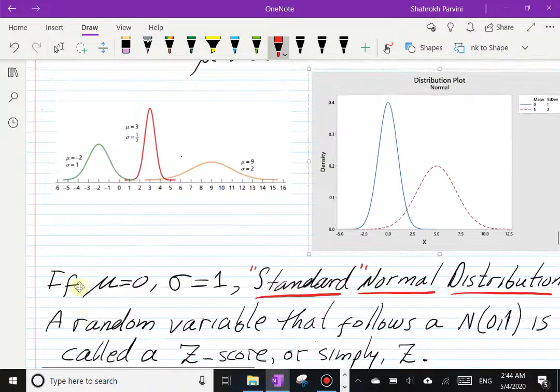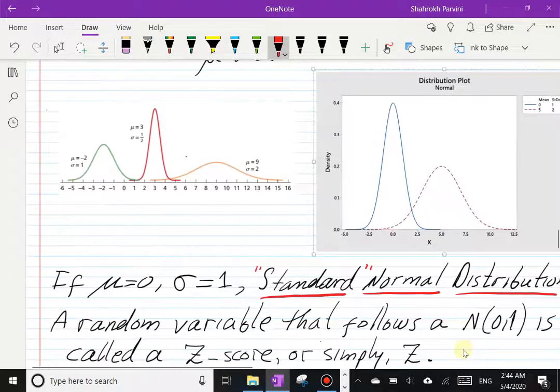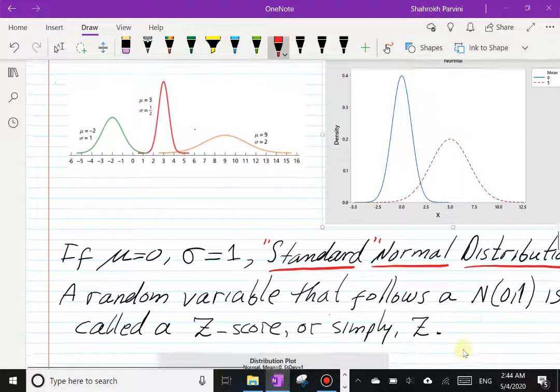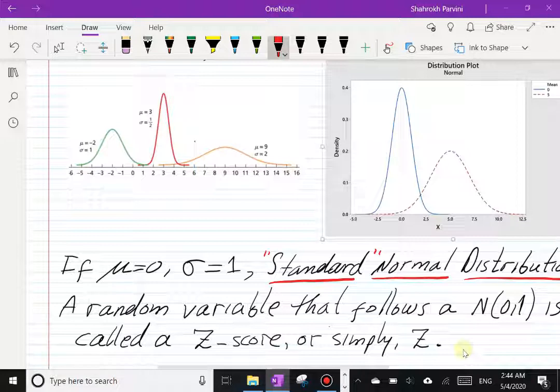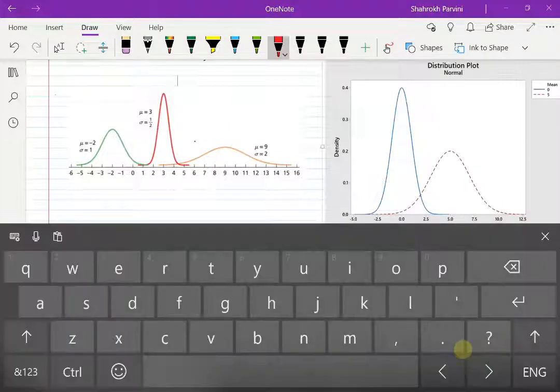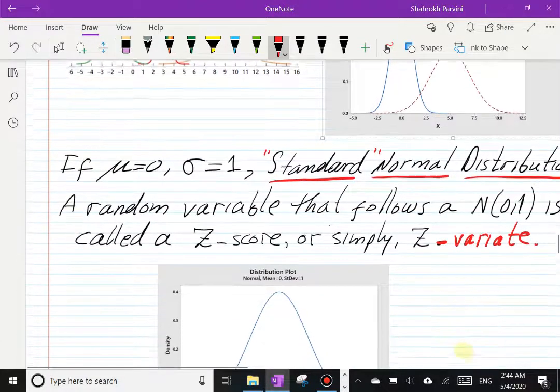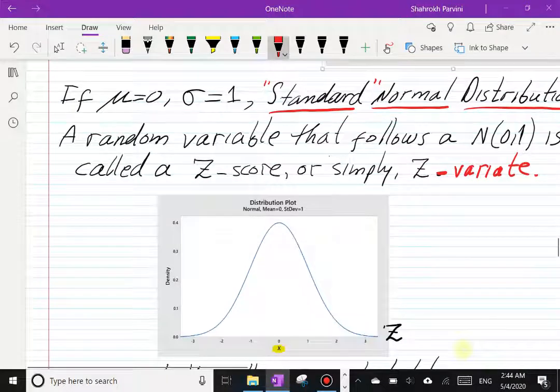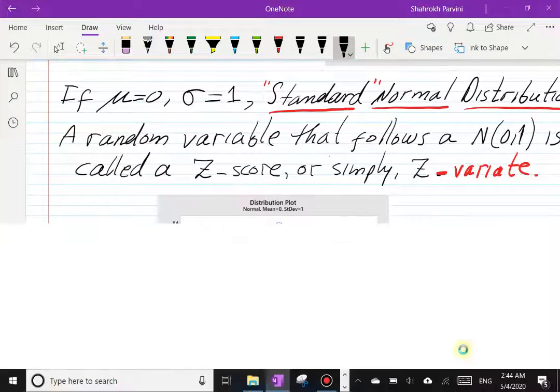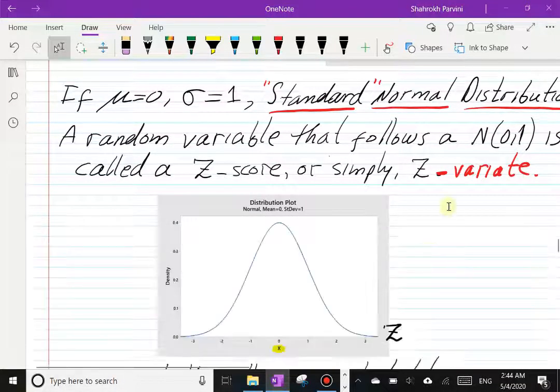Now, a random variable that follows a normal 0, 1 is called a z-score, or simply a z-variate. Variate or variable. Z-variate, that's what it's called. Okay. And this is what the 0, 1 distribution looks like. Standard normal distribution looks like that.